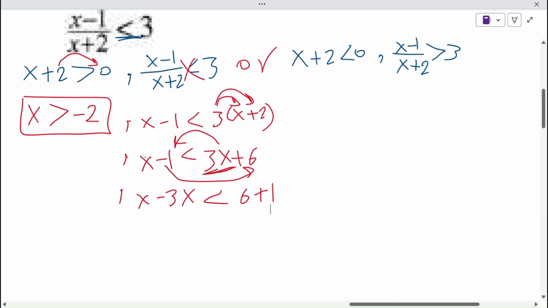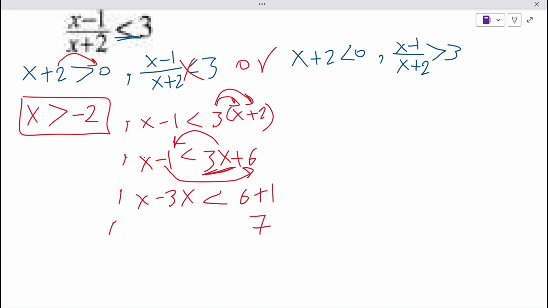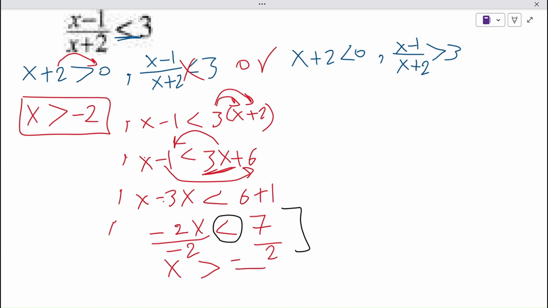Okay, this has become 7, and here we have minus 2x, because minus 3 plus 1 is equal to minus 2x less than 7. Dividing both sides by negative 2. I told you if you divide or multiply both sides of an inequality by a negative, you have to change the sign. This has become x greater than negative 7 over 2. Okay, you have this solution and this solution, guys.